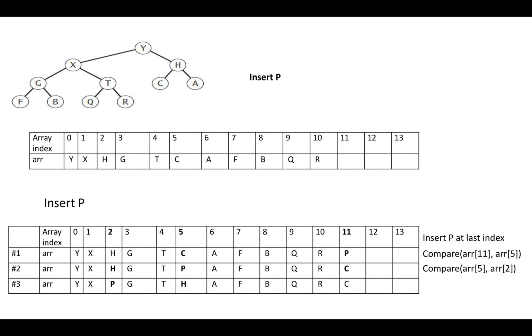E, F, G, H, I, J, K, L, M, N, O, P. So P comes later, so we again move H to index 5, and then again we compare, what's the parent node for P. So P is at index 2, so its parent should be 2 minus 1 divided by 2, and that's 0. So we compare Y and P and find out that Y is greater than P, so we don't need to do any updates. This will remain our final array after insert P.